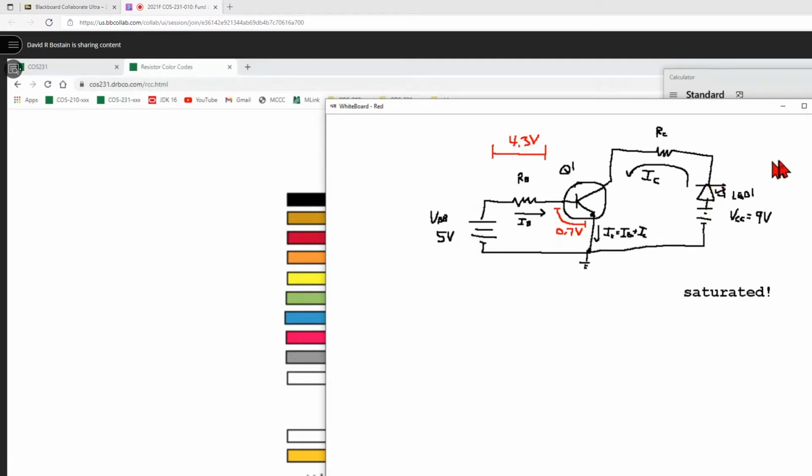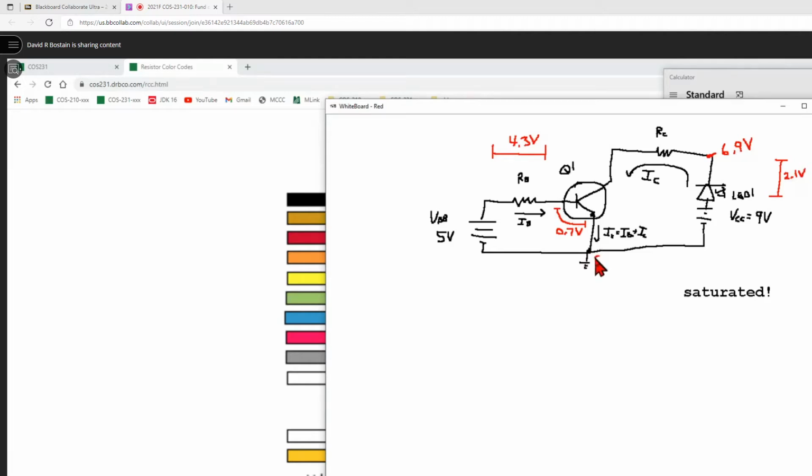Now, we need to know the voltage drop across the LED. I didn't give you one, but what is it? 2.1. Yeah, 2.1 volts. Which means what's the voltage right at this spot right here? Raise your hand if you know. So 9 volts minus 2.1 volts is 6.9 volts. Okay, so we'd be at 6.9 volts right here.